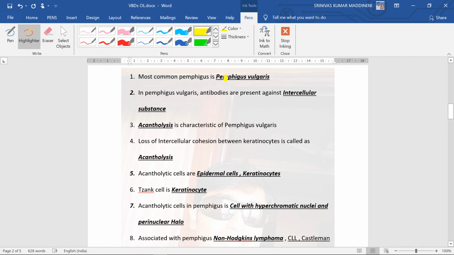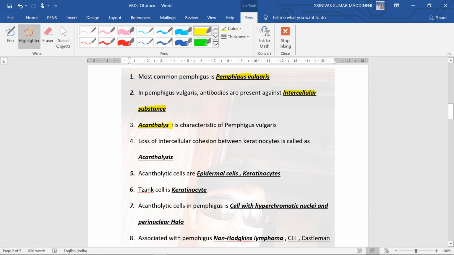Always remember, in any disease, if there is the term vulgaris, then it means it is the most common. For example, the most common pemphigus is pemphigus vulgaris. In pemphigus vulgaris, antibodies are present against intercellular substance.